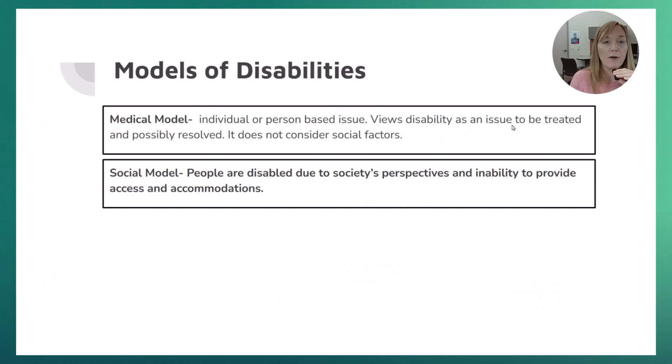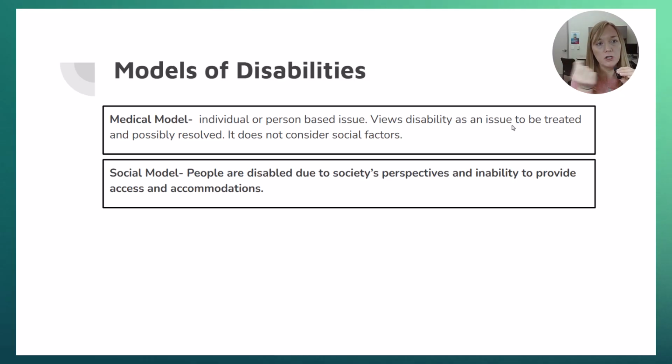Okay? All right, there are different models of how we can think about disabilities or how we frame it in our minds, what lens we're looking through. The two main ones are the medical model and the social model. So the medical model looks at an individual person based on issue. It views a disability as something that can be treated or resolved. It doesn't take into account social factors.